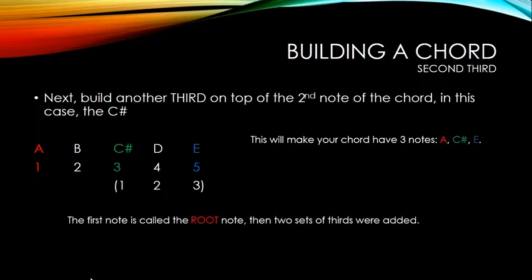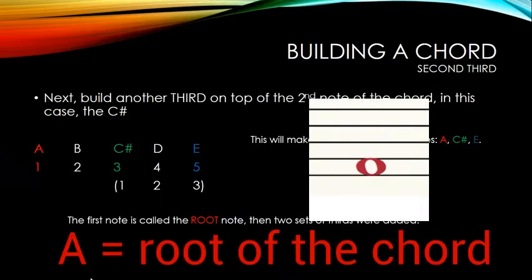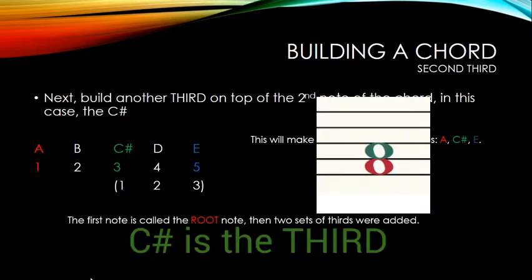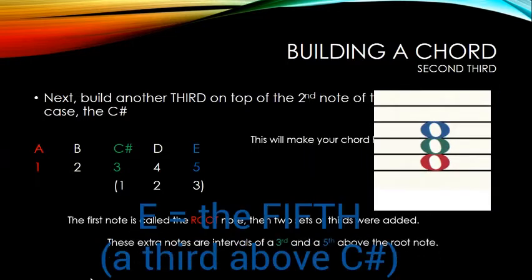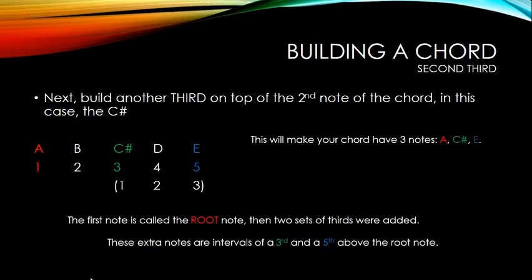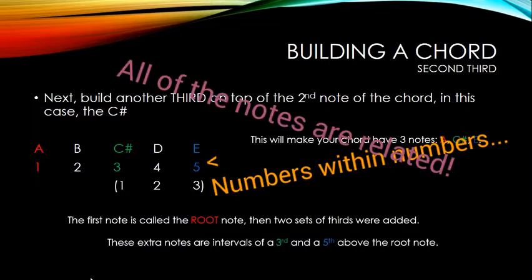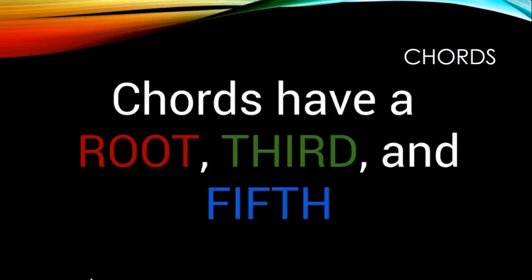Just a quick review. Said it before, I'll say it again probably. The A is the root of the note. We built this chord based on that, and then we built 2 thirds on top of it. A to C sharp up to E. But if you check it out in relationship to the A, A to C sharp is a third, but going A up to the E is a fifth. And all chords are going to have this, a root note, a third, and a fifth.